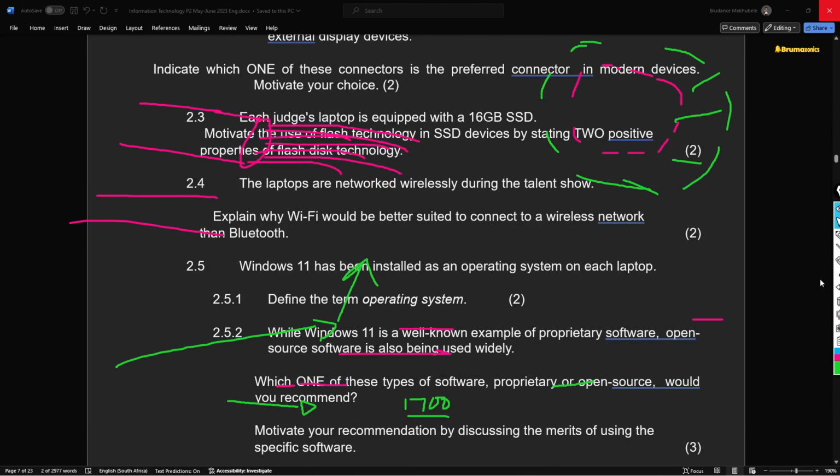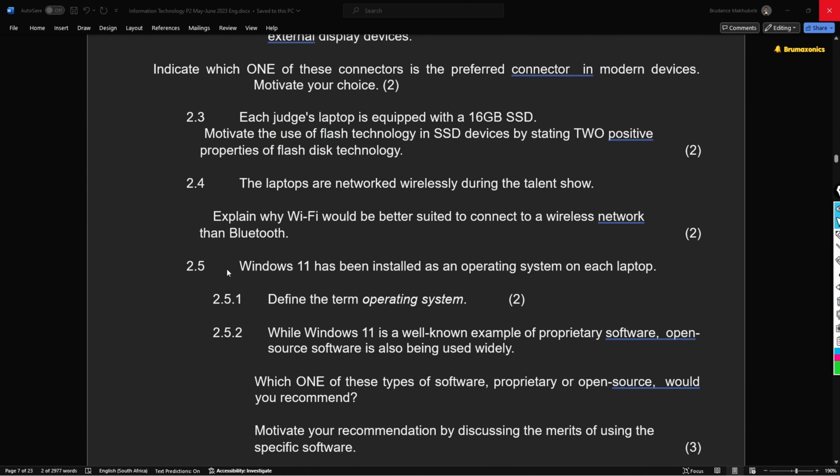So moving to 2.5, Windows 11 has been installed as an operating system on each laptop. What I can say about this is that Windows 11 is actually one of the best. There is Windows 10, there is Windows 8, there is Windows 7. This was actually our best one up until they brought 8 and we were not happy with it. However, 10 and 11 are better according to my comparison.